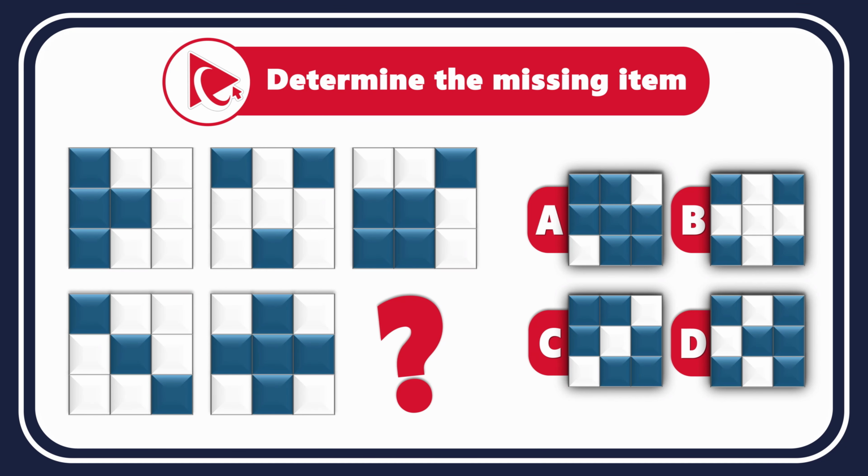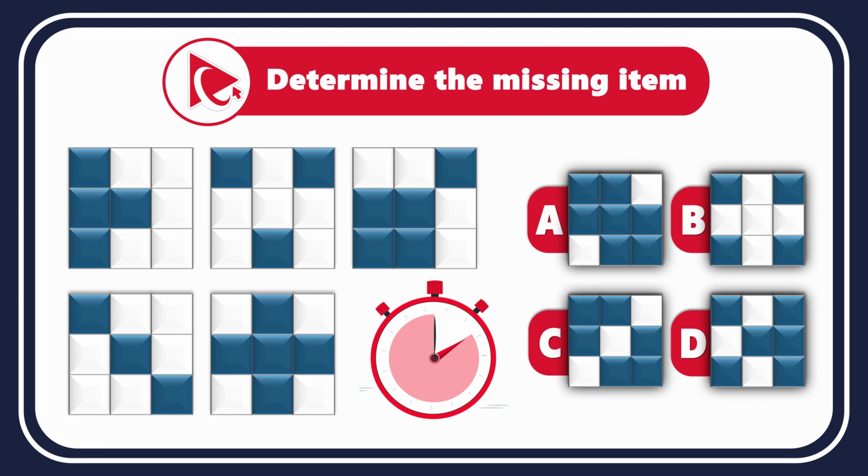You're presented with 5 squares, and the 6th square is missing. Obviously, there is a pattern here, and once you determine the pattern, you need to select your answer out of 4 possible choices. Choices A, B, C, and D. Take a close look to see if you can come up with the answer. I think I'm ready to share with you my answer.